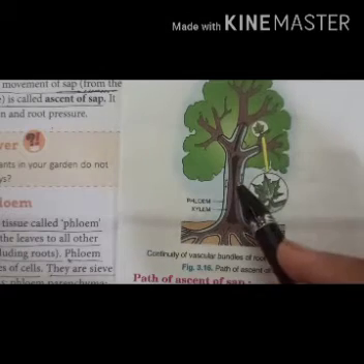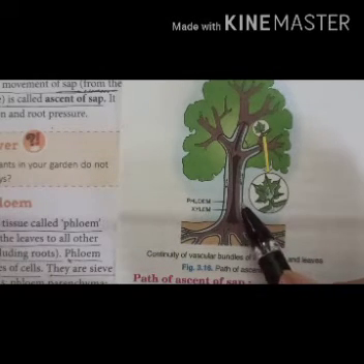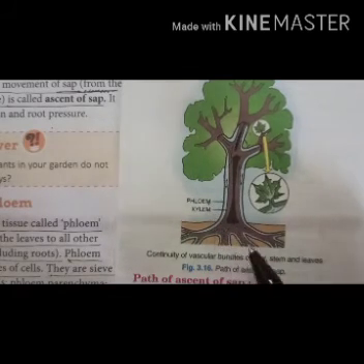It moves downwards to different parts of the plant through which tissues? Phloem tissues. Okay, thank you, children.